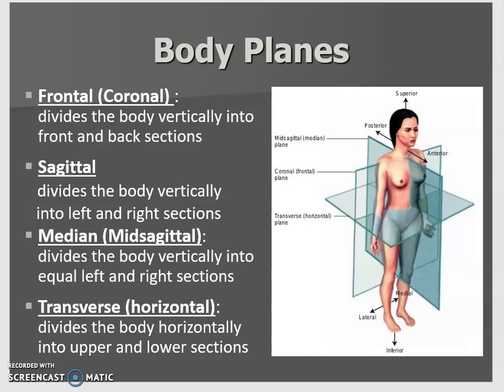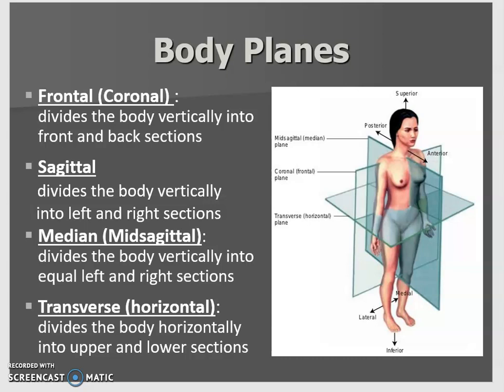Sagittal is our next term. This divides the body vertically into left and right sections. So it's exactly that. If the sagittal line is going through my shoulder and the only thing that's on one side of it is just my arm, it's still a sagittal view. It's just dividing the body into left and right sections. It might be a very small section on one side and the rest of the body on the other, but it's simply dividing into left and right.